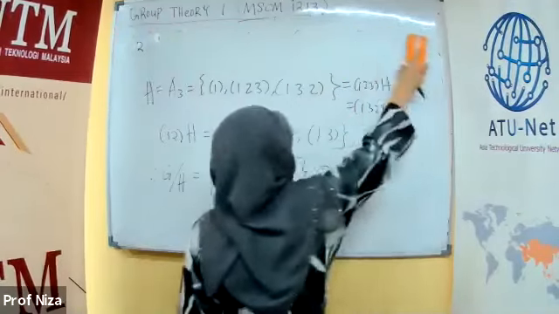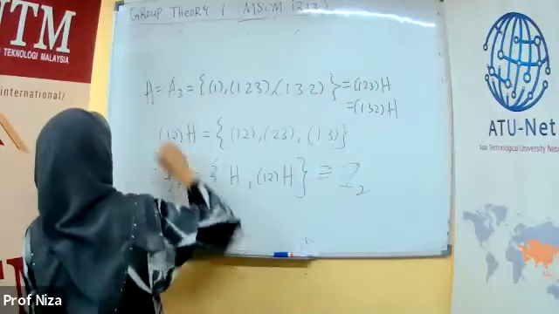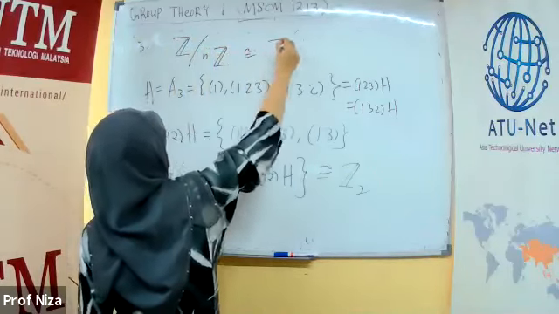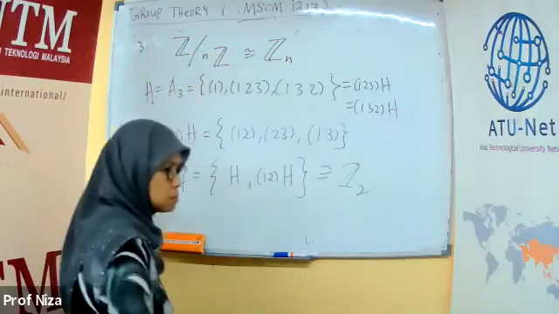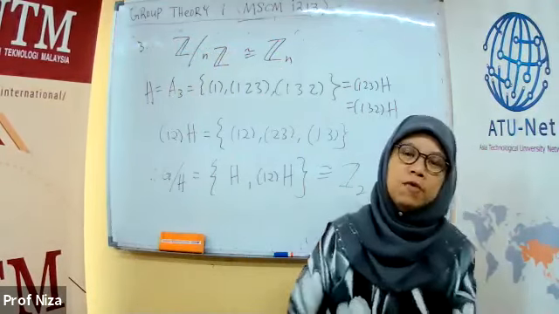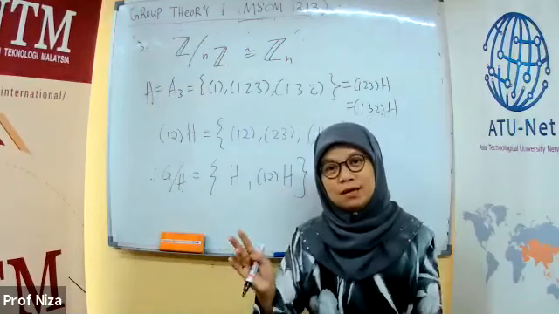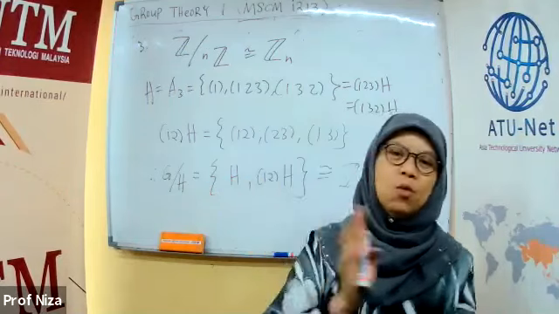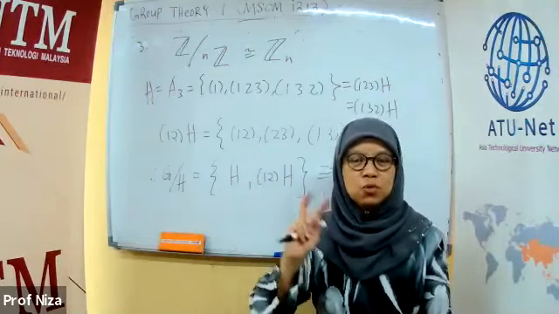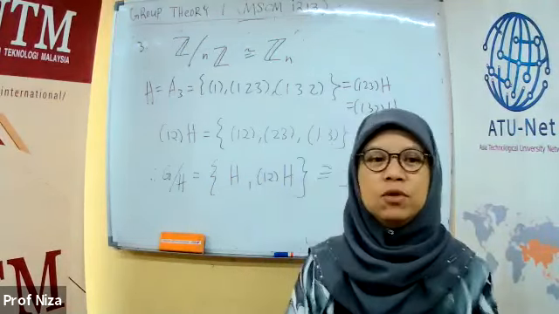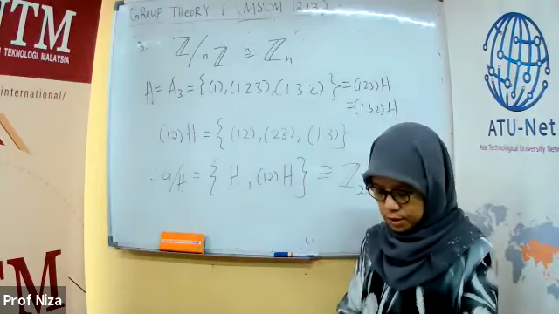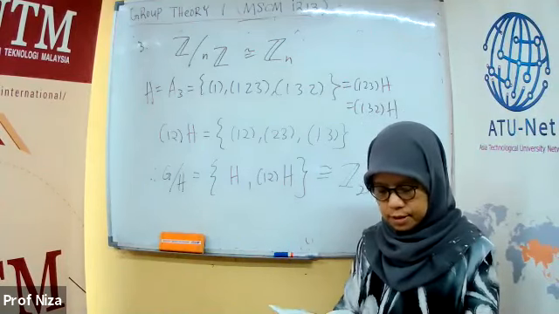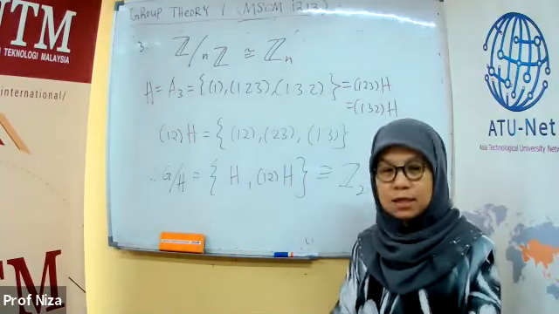The third, you can show Z mod nZ is isomorphic to Zn. If you have Z and 2Z, one even, the cosets will be one of even and one of odd numbers. So you have 2 cosets, isomorphic to Z2. The last part is on the internal direct product.